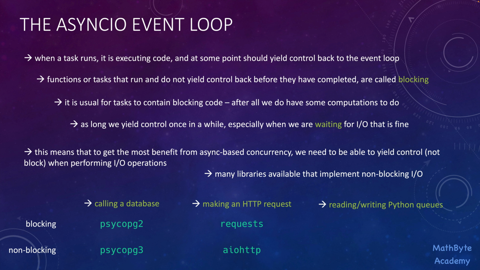Same thing if you're, let's say, reading and writing Python queues. Queues are very important in processing. Well, the queue module has a queue in there. Now that queue is thread safe, so you can use it safely in multi-threaded applications. But it is not async, it is blocking. So the Async IO module also implements a queue, but that one is not thread safe. However, it is async enabled.